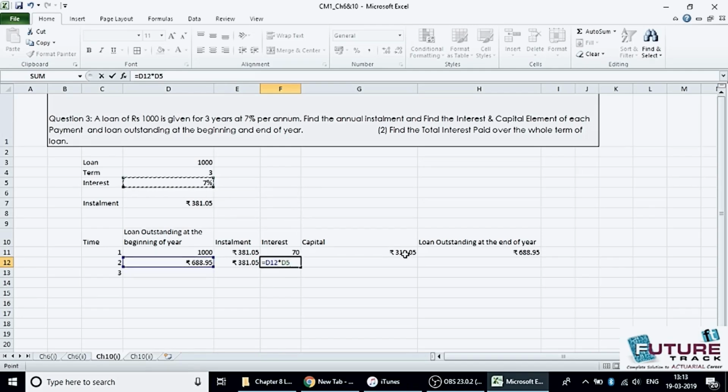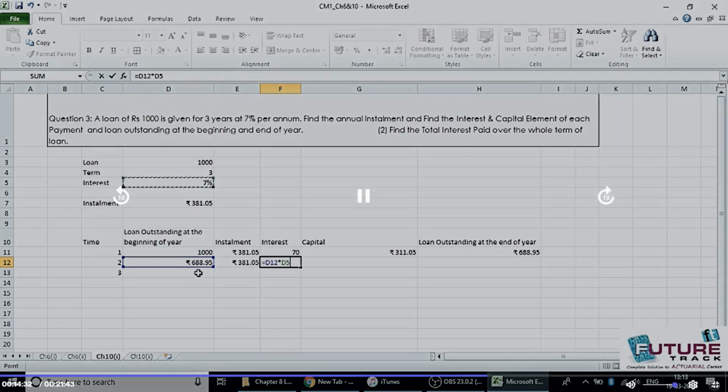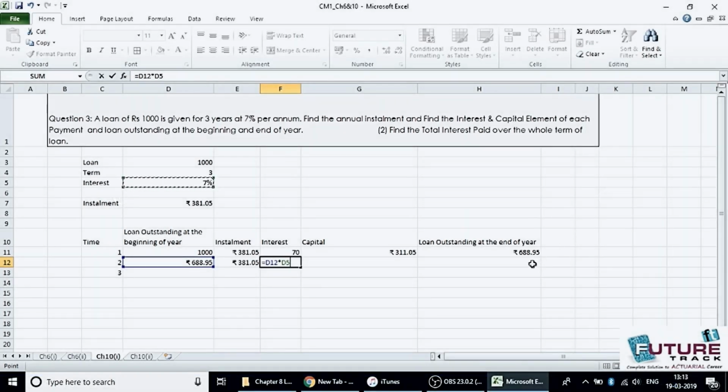So we want to drag this. That means we have to put the dollar sign, because for the next year also the installment remains 7% only. Because if we make it D12, D5 in the next part, it becomes D13, D6, and there is no element in D6 plus. And D12, D13 we have, sorry, in this D13 we have the outstanding from here.